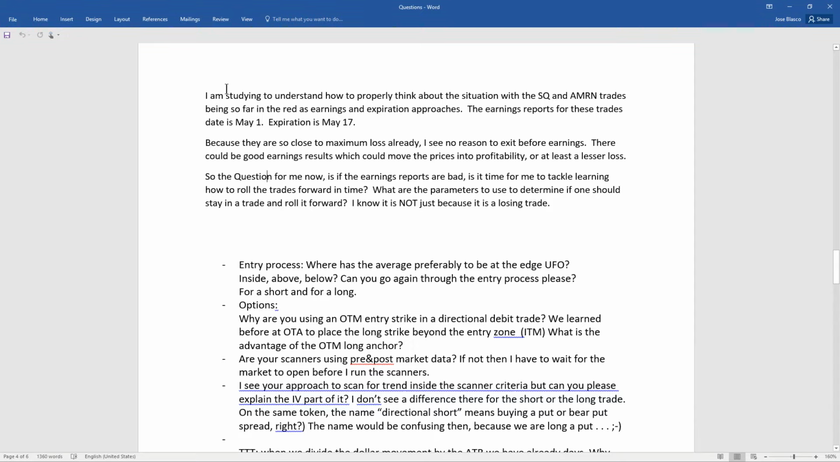I am studying to understand how to properly think about the situation with SQ and the Amron trades being so far in the red as earnings and expiration approach. The earnings report date for these trades is May 1st, expiration is May 17th. Well, actually, this question is 100% related to what you guys were commenting and my comment as well. The SQ and the Amron trades were trades that failed. Those two trades ended up as a loss. And again, it's part of the game, right? If you knew you were going to lose 500 per contract or 700 per contract, and you position sized correctly and you lost what you were expecting, you know what?